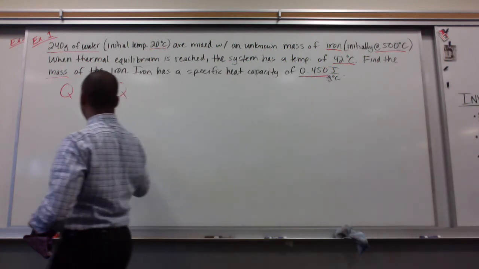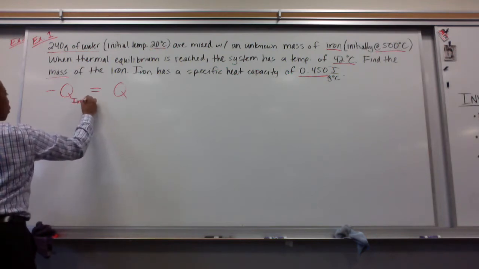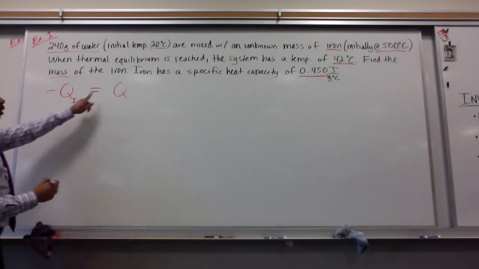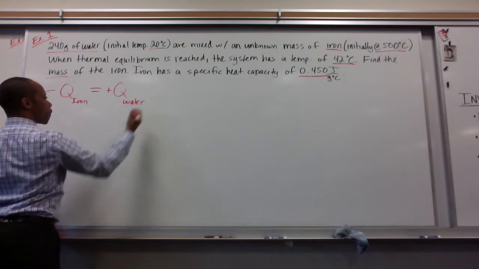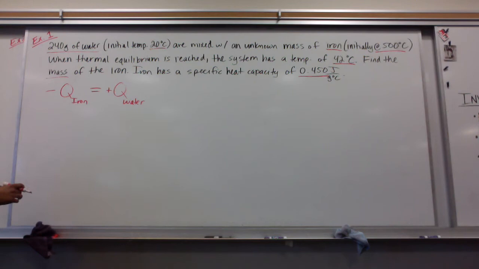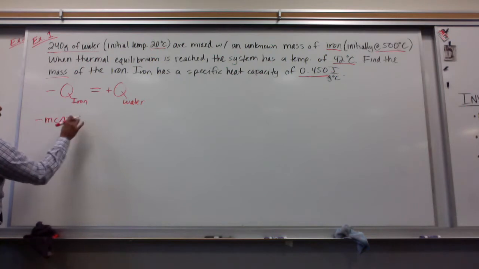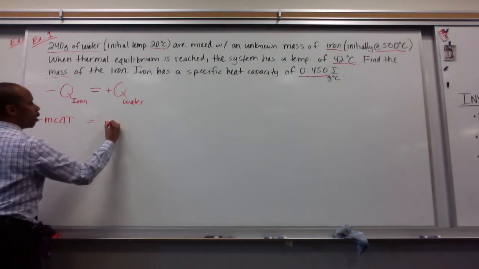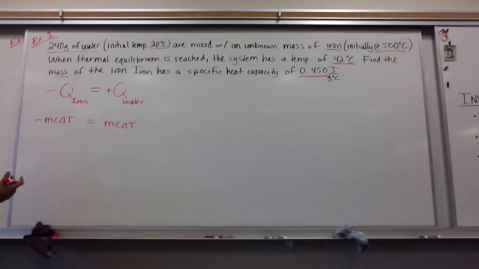So we can make iron here Q of iron. It's losing heat. What's gaining heat is the water. Okay, now what does Q mean? Q is equal to MC delta T. So this will be negative MC delta T, and we're talking about iron here, will be equal to positive MC delta T. We can leave out the positive sign because it's understood here.